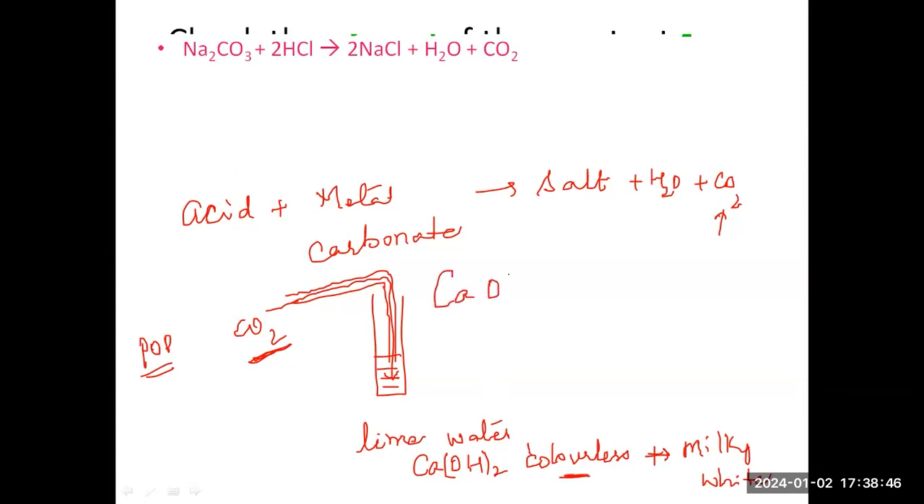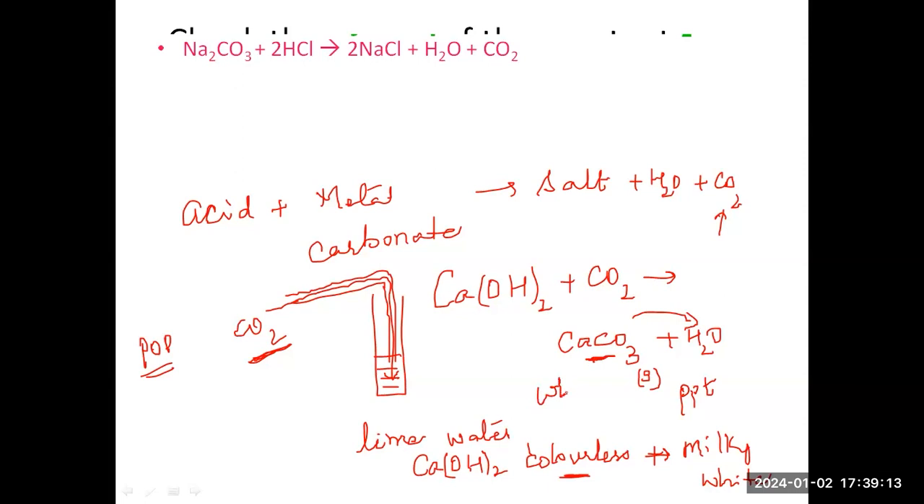This lime water, which I told is calcium hydroxide, reacts with carbon dioxide gas to produce calcium carbonate along with water. Now, this calcium carbonate is a solid substance which does not dissolve in water. It is an insoluble precipitate. Because it is insoluble in water and because it is white in color, we see the lime water turning milky white. So this confirms that the gas is carbon dioxide gas.